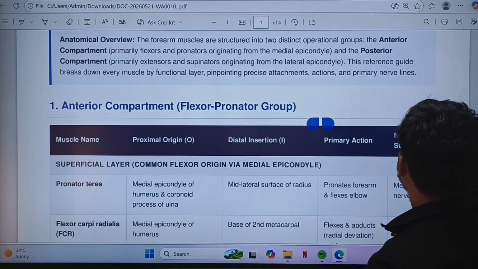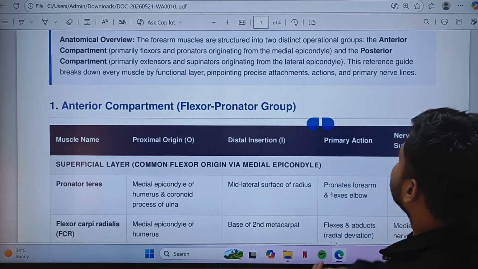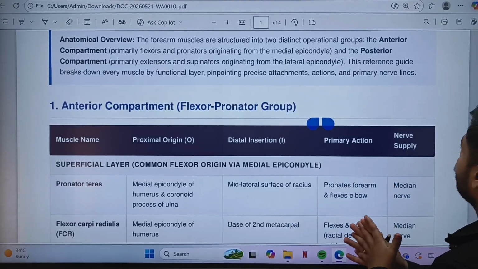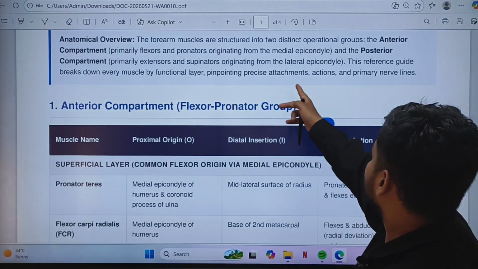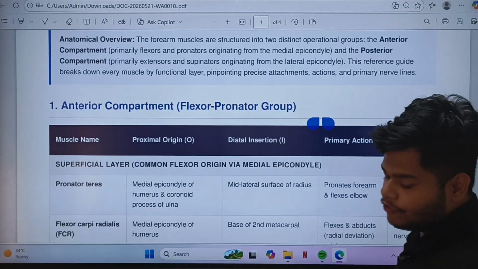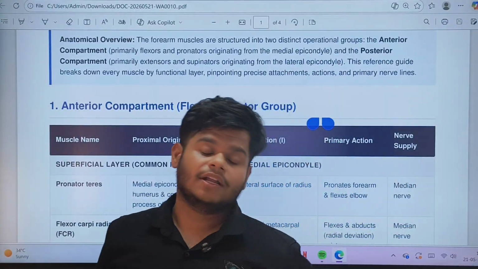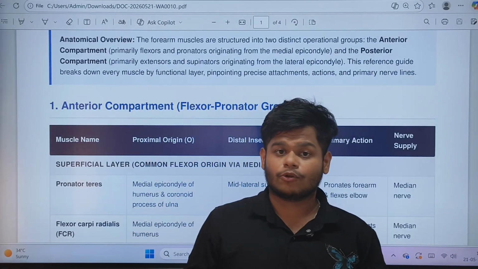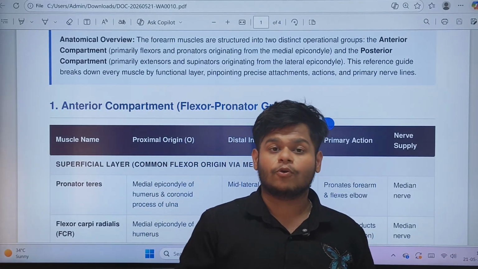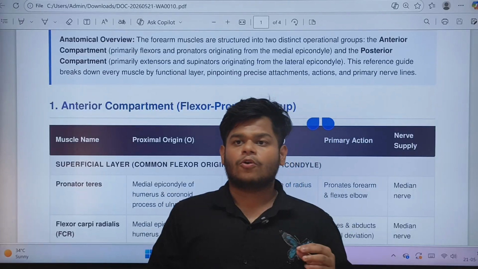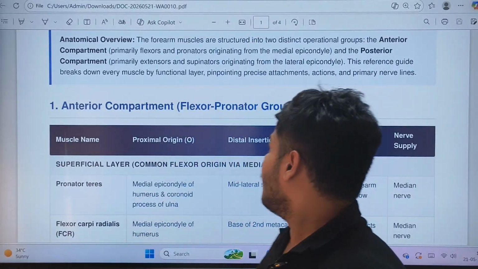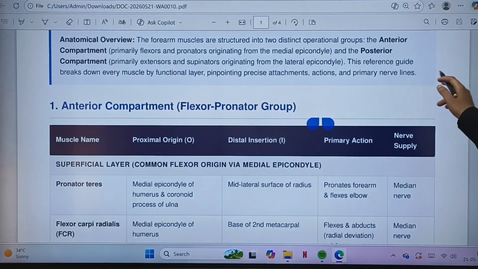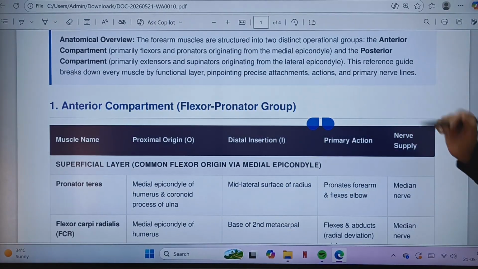So now the anatomical view. The forearm muscles are structured into two distinct operational groups: the anterior compartment, primarily flexors and pronators, originating from the medial epicondyle. I have told you when we learned the humerus how to remember that flexors originate from the medial epicondyle of the humerus. So you have to learn it like FM radio: flexor medial end. Similarly, the posterior compartment is primarily extensors and supinators, originating from the lateral epicondyle.